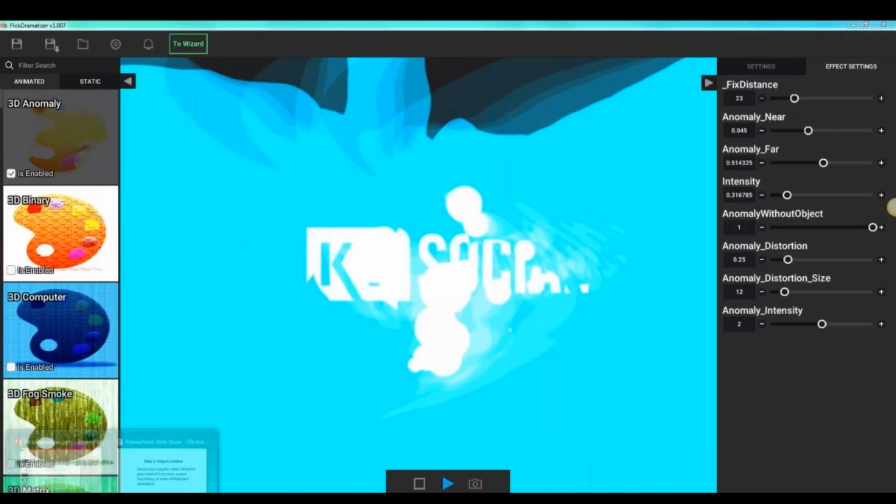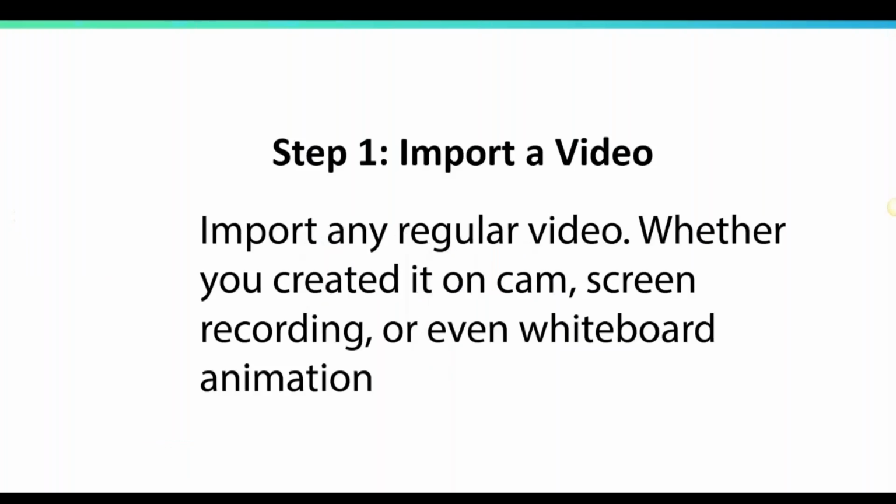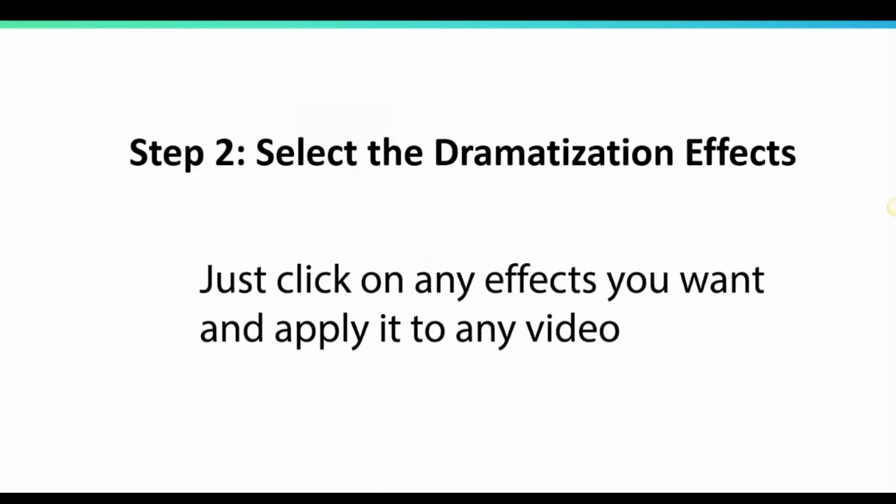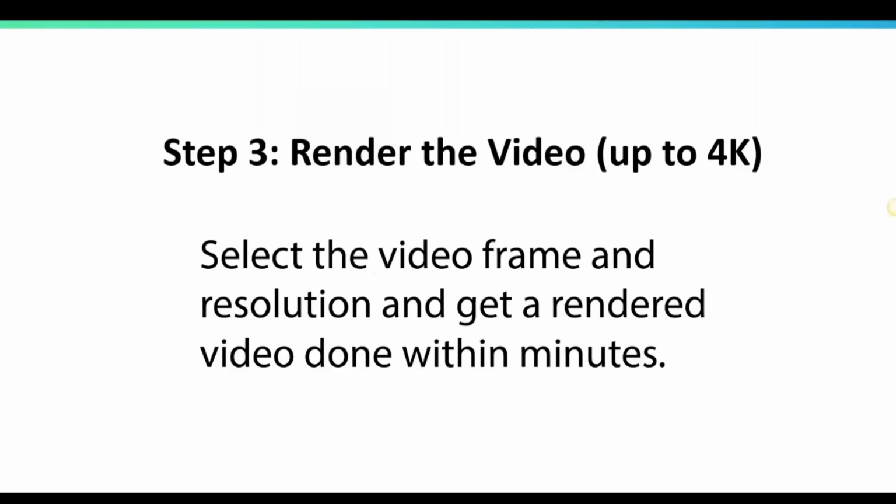All right. So let's go with the steps. First one is going to import the video. Second is you add the dramatization effects that you want. Just click on any effect that you want, and you can even combine multiple ones on the same video. And once you're happy with the effects that you have, render the video.